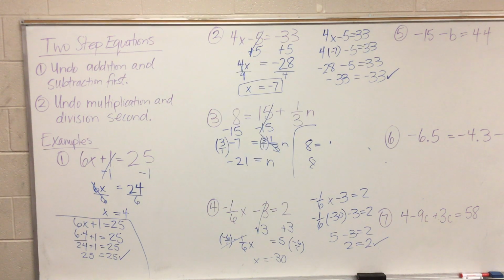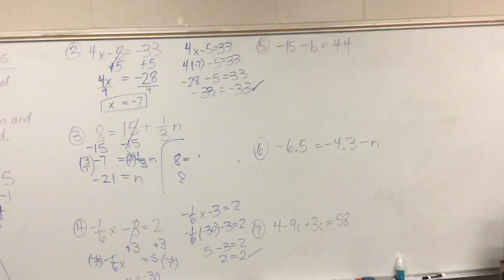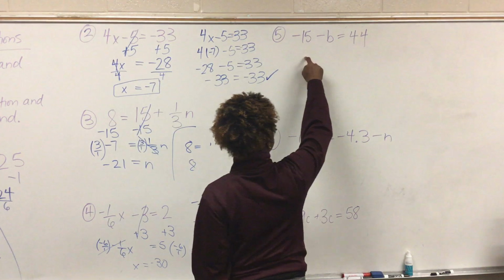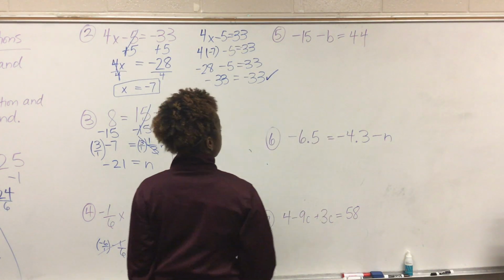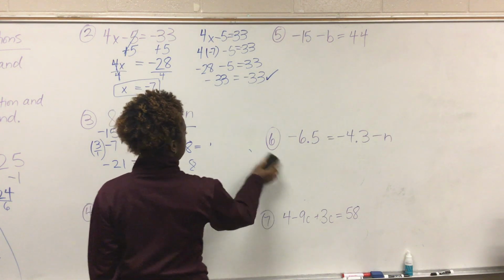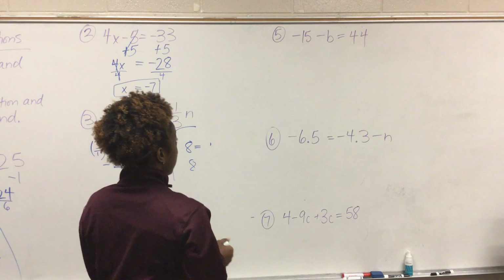Just a few more examples. We have negative 15 minus b equals 44. Now this one is a bit different. Now it appears that negative 15 is being subtracted from b. So we want to make a zero pair. And there's two ways to think about this.